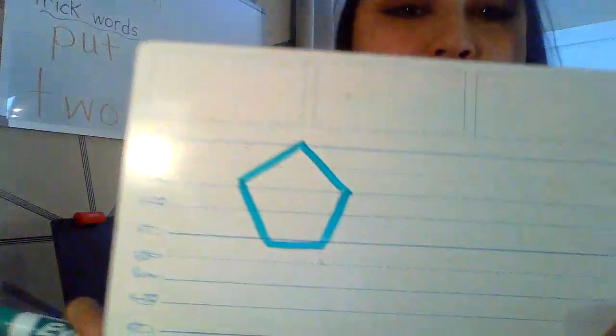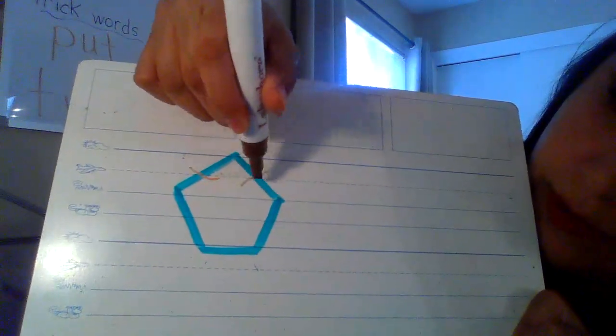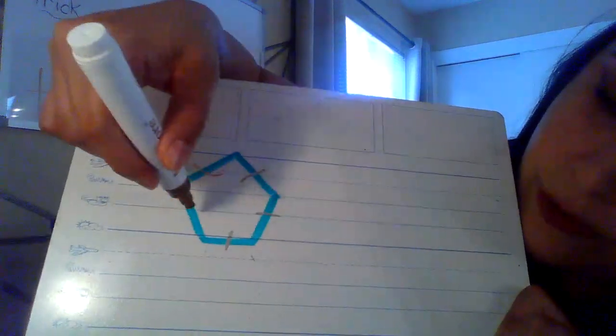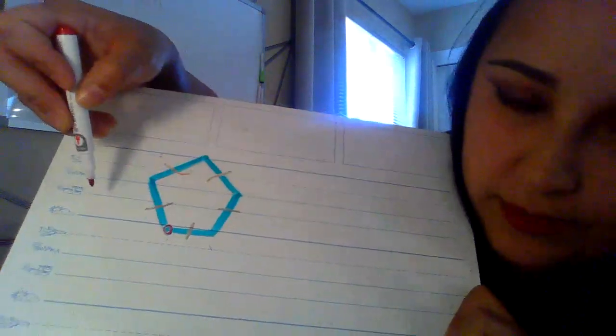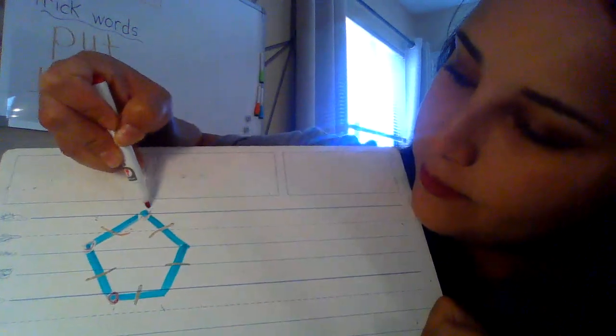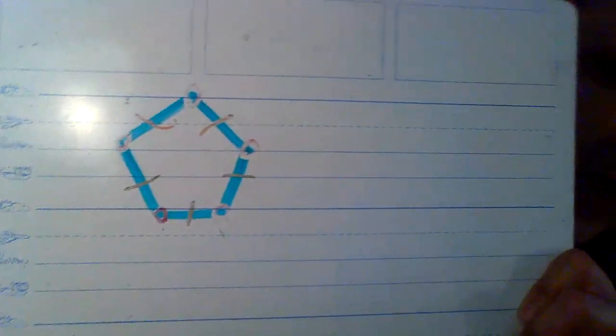So again, here's my shape. I'm gonna go ahead and grab another color so we can count how many sides it has. So here we go. That's 1, 2, 3, 4, and 5. So this shape has 5 sides. Can you guys guess how many corners? Let's see. That's 1, 2, 3, 4, and 5. So it has 5 corners and 5 sides.